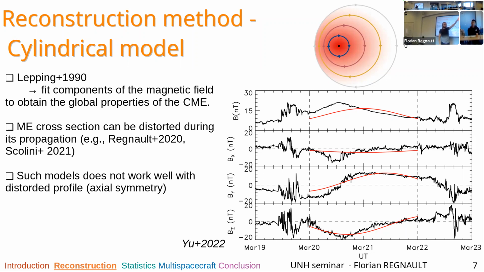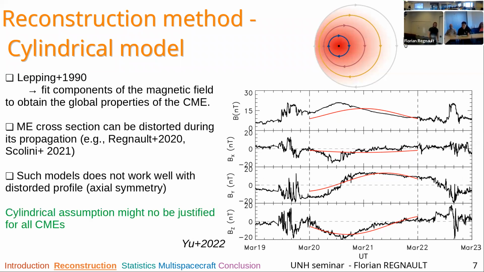In that case, what the shape of the magnitude of the magnetic field tells us is that there might be some compression of the magnetic ejecta. The core is shifted toward the front of the magnetic ejecta, and the compression of the magnetic field lines increases the magnetic field at the front of the magnetic ejecta. So that's one interpretation of this profile that we observe here. So the symmetrical assumption or circular cross-section might not be justified for all CMEs.